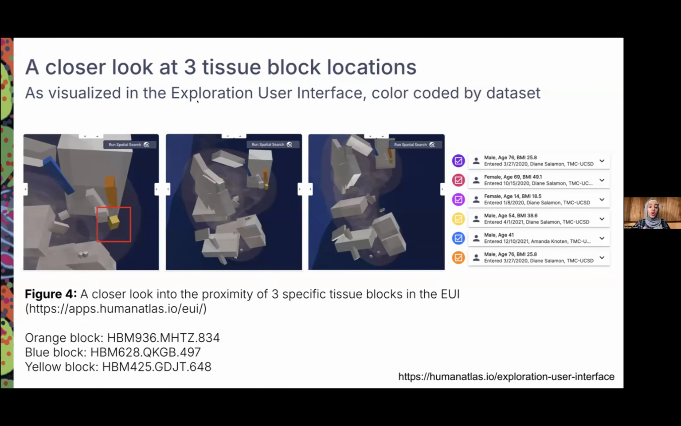So now we're going to take a closer look at the 3 tissue block locations in the exploration user interface. You remember those 3 that I told you about that were very close to each other in location? These are those 3, and we've zoomed in on them to look at them at a closer level. The yellow block over here is that same tissue block that did not collide with the renal medulla.